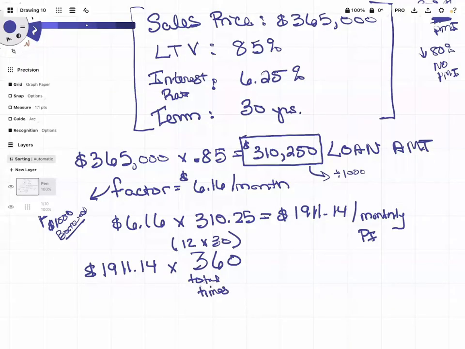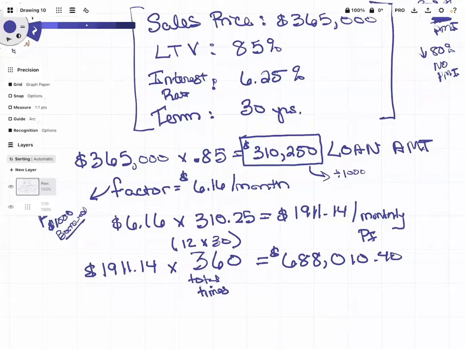Okay. You're breaking it down really small. That's okay. You're paying 1911 and 14 cents 360 times. So let's figure out what that is. I feel like it's 688,10... Yep, 40? Okay.